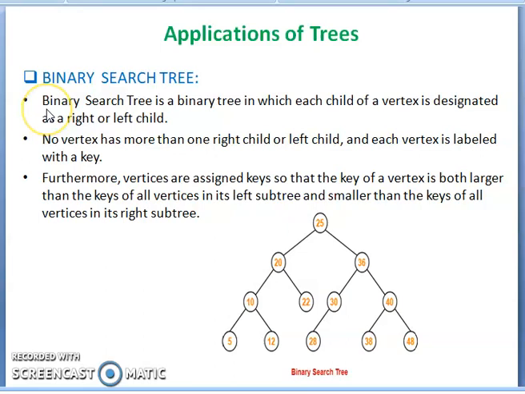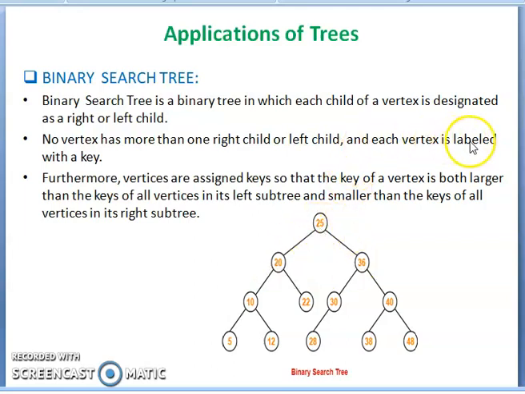What is a binary search tree? It is a binary tree with special properties, in which each child of a vertex is designated as a right or left child. So this is the root, it has a left child or right child. No vertex has more than one right child or more than one left child. Only one left child or one right child.